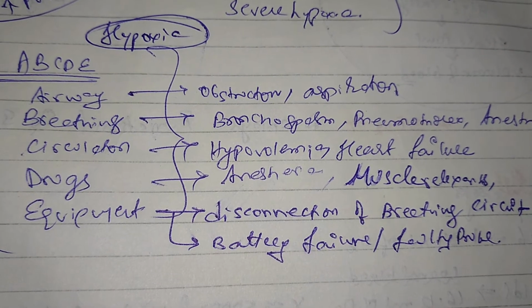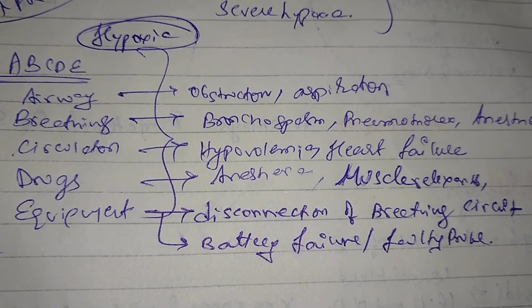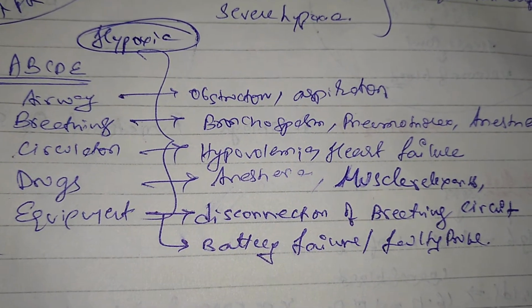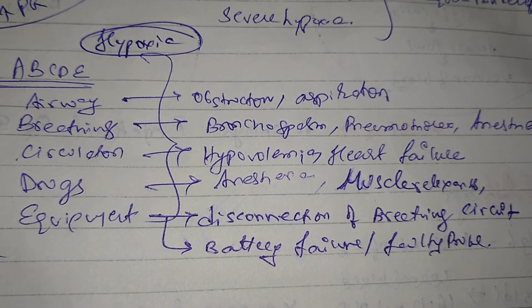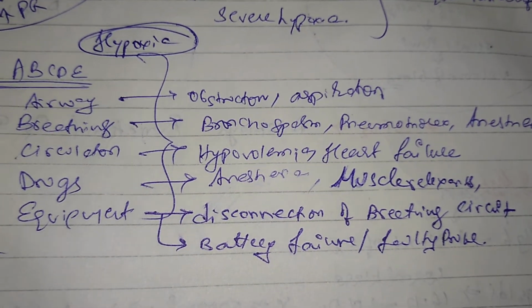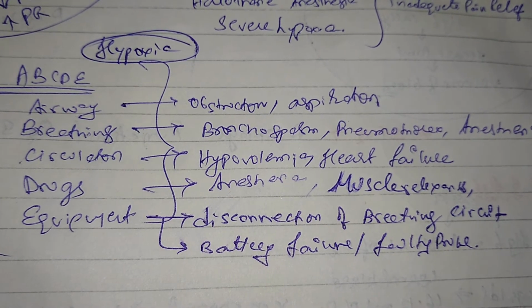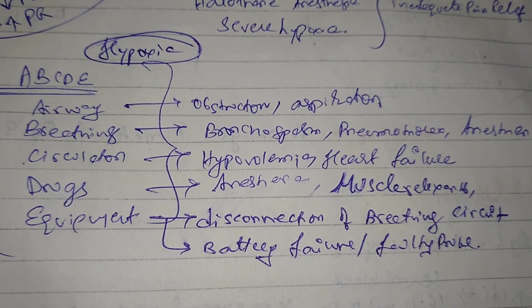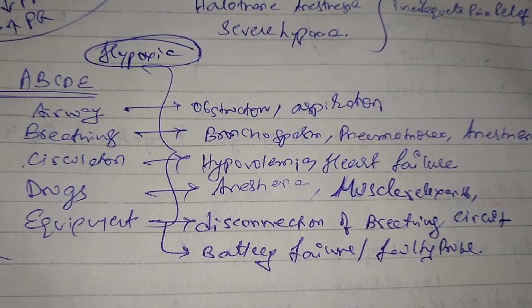If drugs are causing the hypoxia, sometimes anesthesia or muscle relaxants also may cause hypoxia. And sometimes, apart from this, equipment problems like disconnection of the breathing circuit, battery failure, faulty probes, sometimes central oxygen supply may not be there, so we have to go for an oxygen cylinder. Even if it is not there, then we can go for the ambu bag methods, etc.